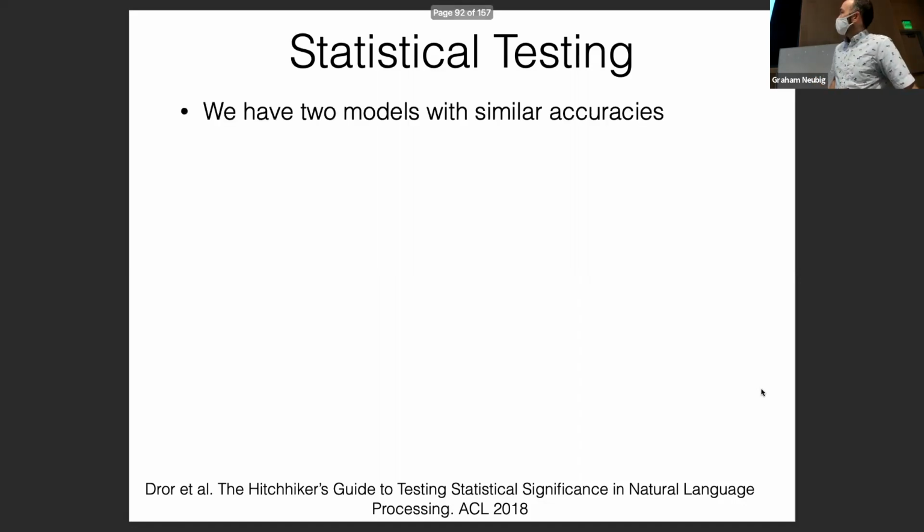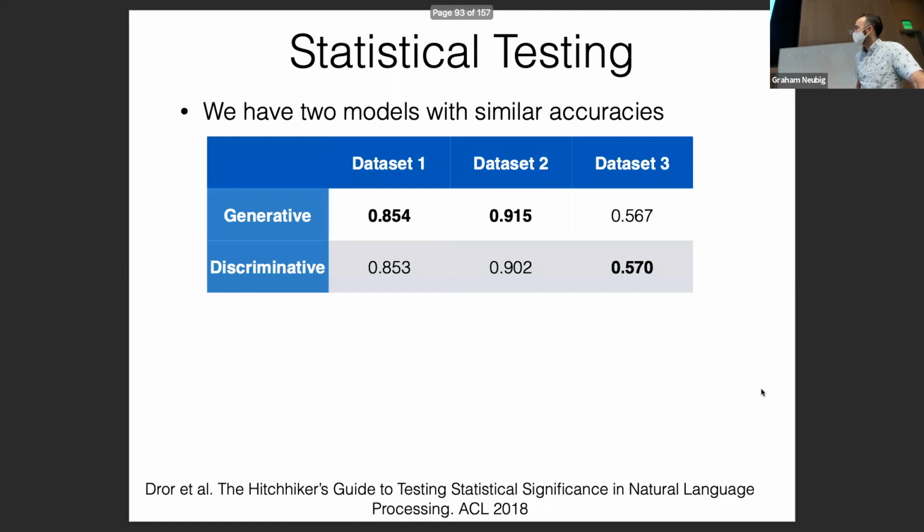And the idea is we have, for example, two models with similar accuracies. We might have other comparisons we'd like to make as well, but let's say we have two models with similar accuracies. So we have a generative model and a discriminative model across dataset 1, dataset 2, dataset 3. I'm sure you've seen tables like this before where people bold the highest scoring one. But if you look at the first one, is the difference between 85.4 and 85.3 really worth bolding the numbers for? It might just be, if you reran it with a different random seed, you get a different answer.